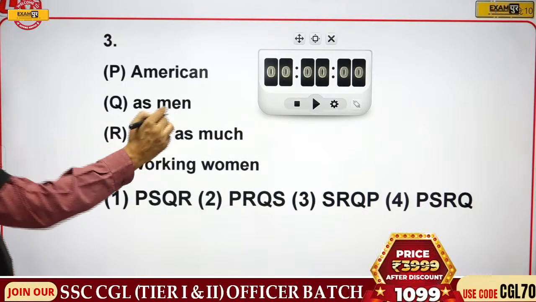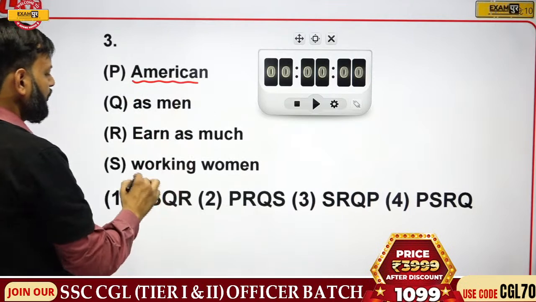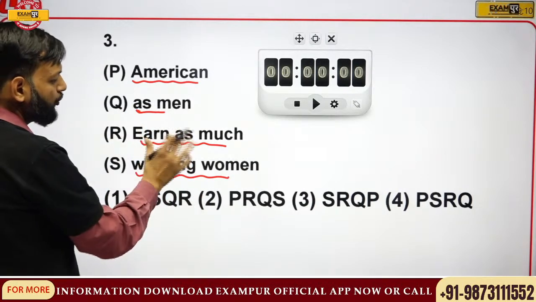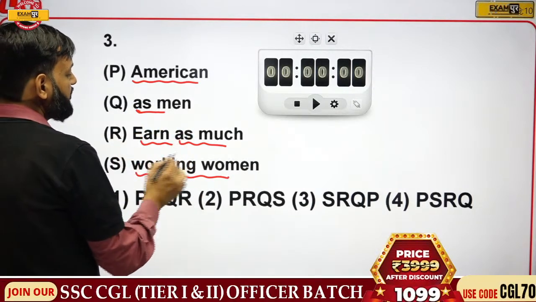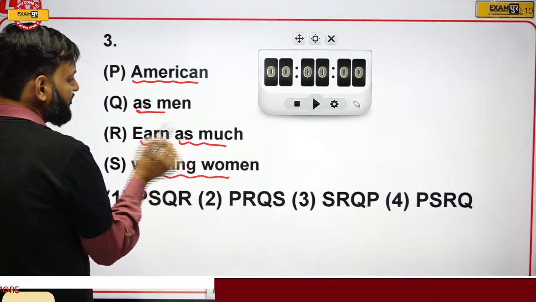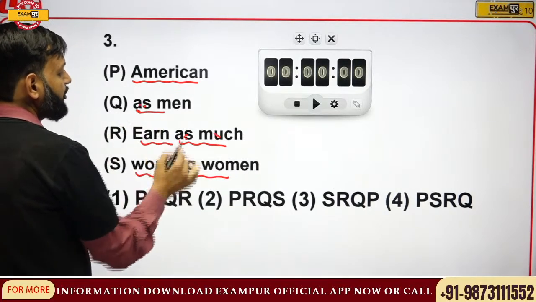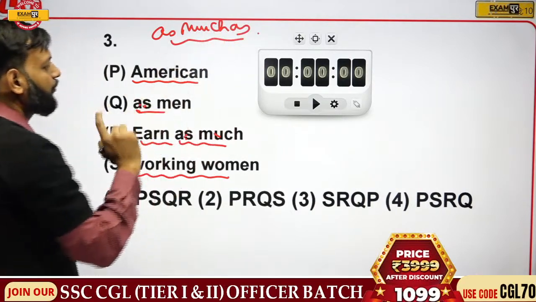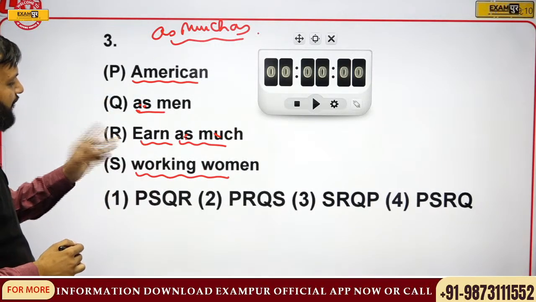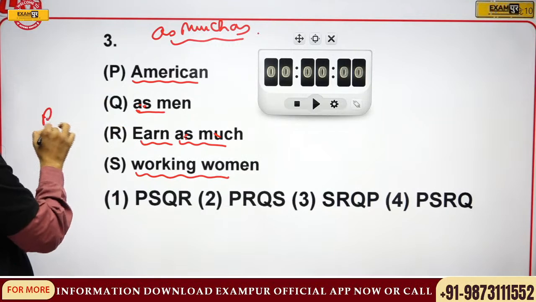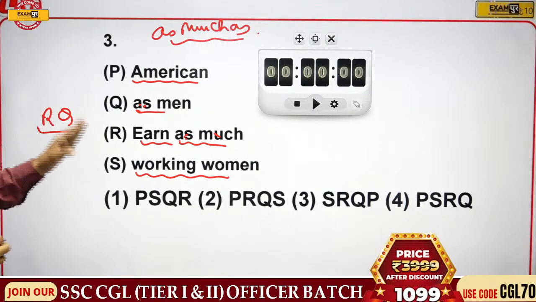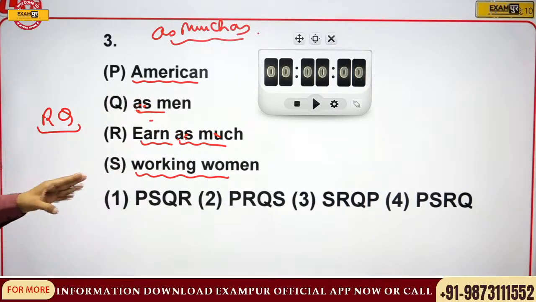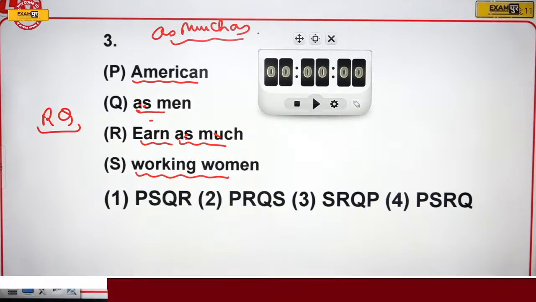So here, American working women earn as much as men. So you can arrange this sentence just by seeing that as and as are used in a group. So as much as, this should be the sequence. It means Q has to be placed after R, because as much as, this should be the sequence, right? So just check which option has RQ.